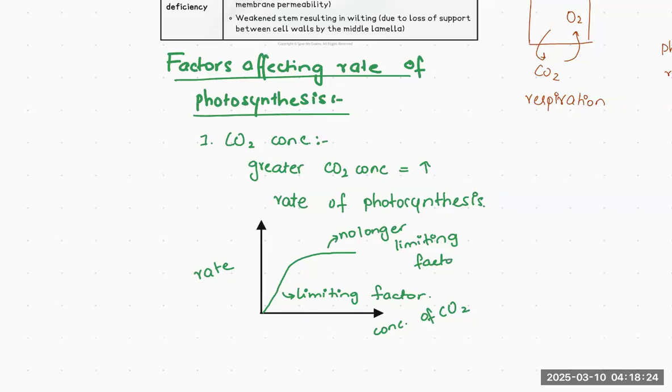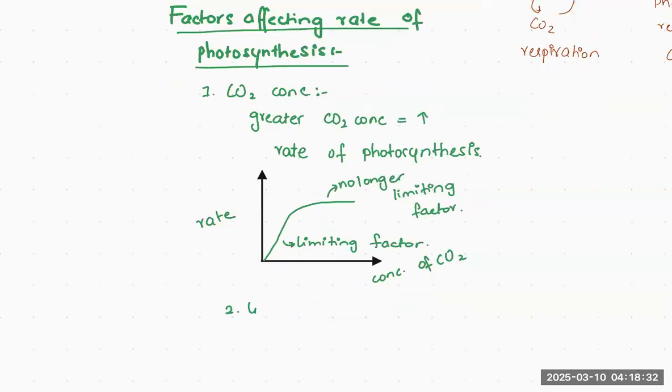So one is carbon dioxide. Then we have light intensity. The greater the light intensity, the faster the rate of reaction. The graph you'll get will be the same. So the same graph you guys can draw for light intensity.